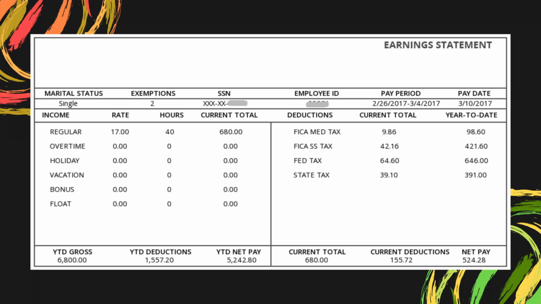You take your gross pay of $680 and subtract taxes, and then you have your net pay, the amount that gets deposited into your bank account. If you do have healthcare or retirement deductions, then you would subtract those as well before getting to your net pay. So now that we know basically how the pay stub works, let's enter the important data into our spreadsheet.